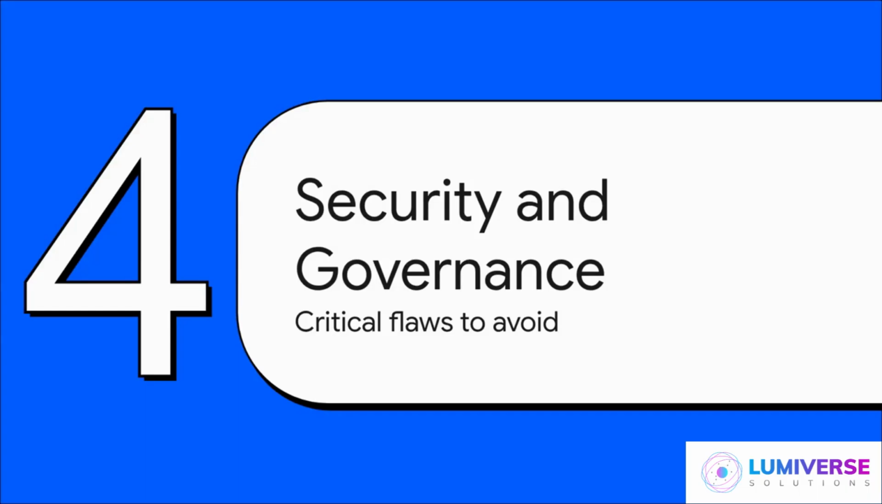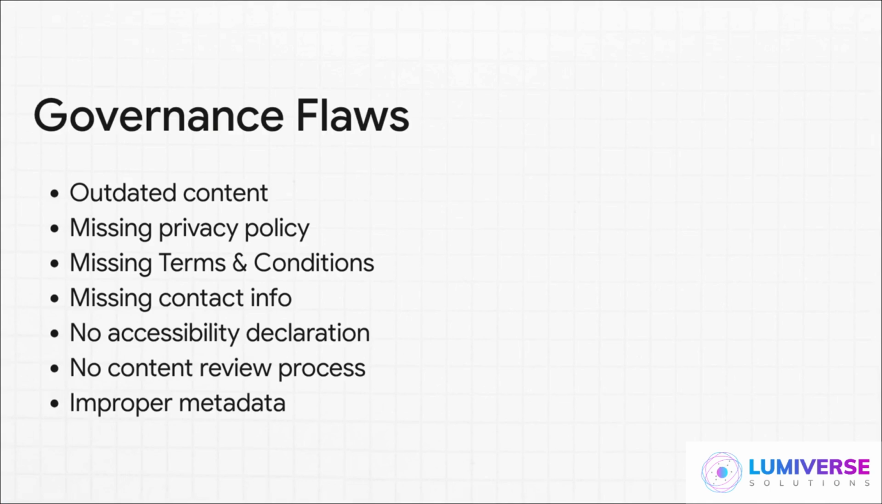Section 4. Security and governance flaws. These are the critical flaws to avoid. Content governance is where a lot of teams get surprisingly sloppy. Leaving expired notifications or an old office address online actively destroys the trustworthiness of your portal. You must have a clear privacy policy disclosing data logging along with explicit terms and conditions. Failing to supply updated grievance officer contacts or an accessibility declaration straight up violates core mandates. And without a defined content review process to regularly archive old content or proper metadata for search indexing, your website quickly turns into an unmanageable digital graveyard.